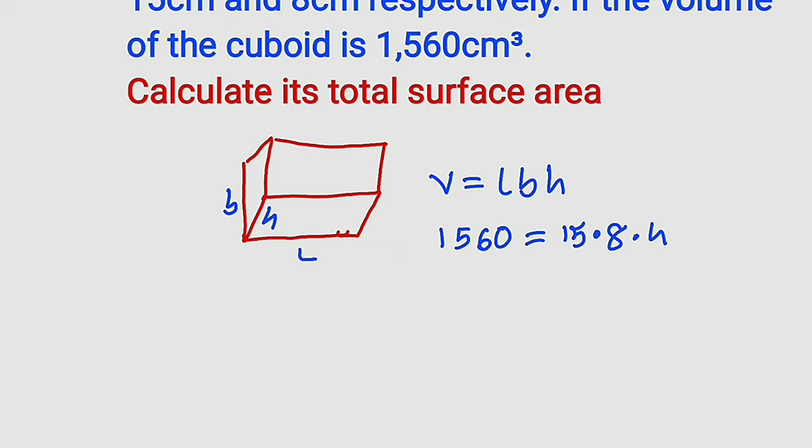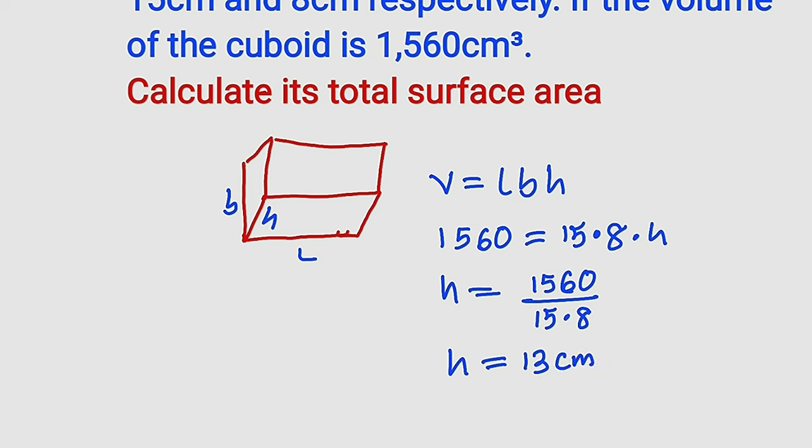So to find the height, we can divide both sides by 15 times 8. H is now equal to 1560 divided by 15 multiplied by 8. And if you simplify this using a calculator, you're going to realize 13 cm. So the height is 13 cm.